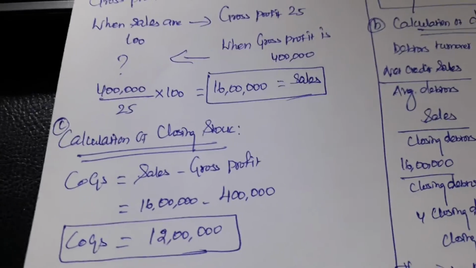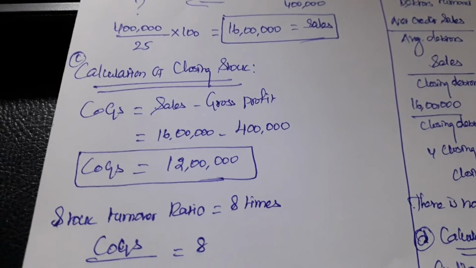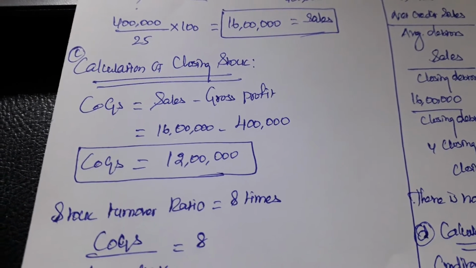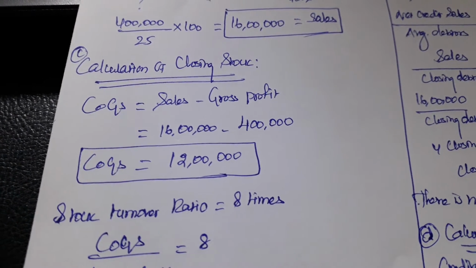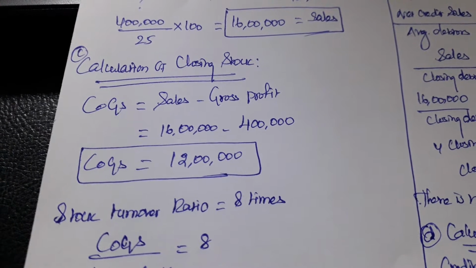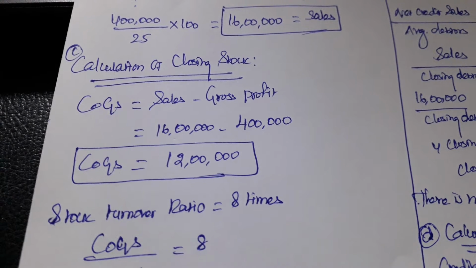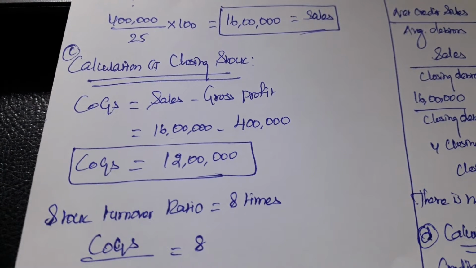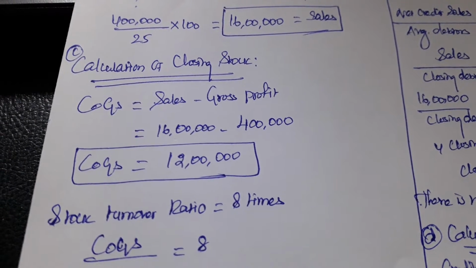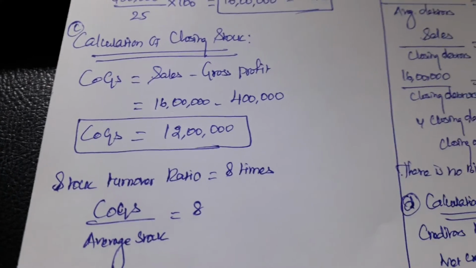Next, calculation of closing stock. To find out closing stock, we need to know cost of goods sold. The COGS formula is sales minus gross profit. Sales and gross profit values are given; we have just found the sales value, and the gross profit value is given in the problem. If we apply it, we get COGS as 12 lakh.